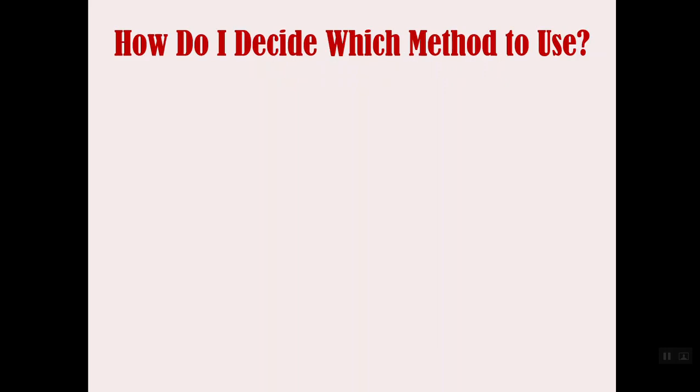All right, you've learned all the methods of factoring, so you're going to get a bunch of problems and they're all going to be mixed up. And the most difficult part, I think, of this is figuring out which method you need to use to factor. So how do you decide?